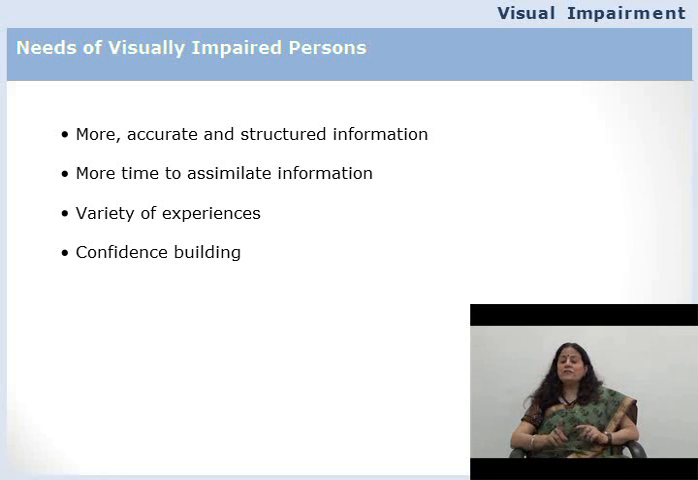They need a variety of experiences to understand different concepts. Unless we take them to different situations and explain how one is different from the other, they will not be able to generalize due to lack of vision. A very important need of a visually impaired person is his psychological need, a need for confidence building. Particularly for a person who has lost his vision later in life, the people around him, particularly the teacher, have to be very sensitive to give him the confidence that he can still do, with support, what he used to do earlier.